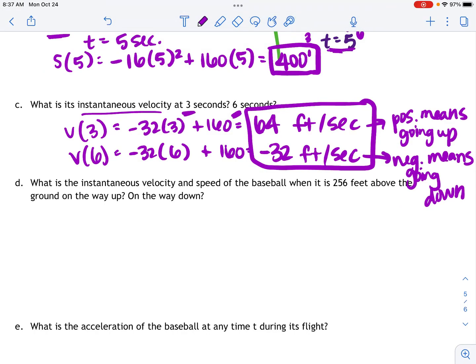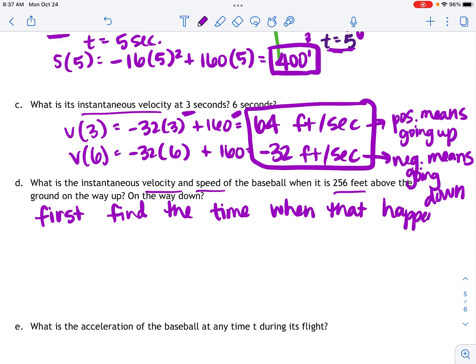All right, part D says, what is the instantaneous velocity and speed of the baseball when it is 256 feet above the ground on the way up and on the way down? So if we want to find velocity and speed, I'll talk about the difference in those, at a certain height, we're first going to need the time that height happened. So first, find the time when that happened.